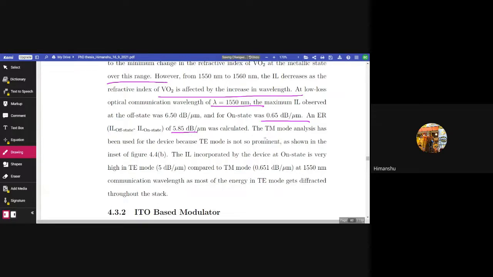The TM mode analysis has been used for the device because TE mode is not so prominent, as shown in the inset of figure 4.4b. The IL incurred by the device at on state is very high in TE mode, 5 dB per micrometer, compared to TM mode, 0.651 dB per micrometer at 1550 nanometer communication wavelength, as most of the energy in TE mode gets diffracted throughout the state.